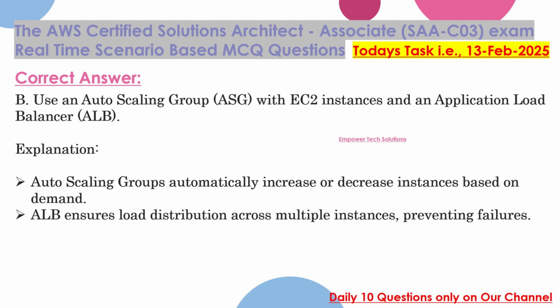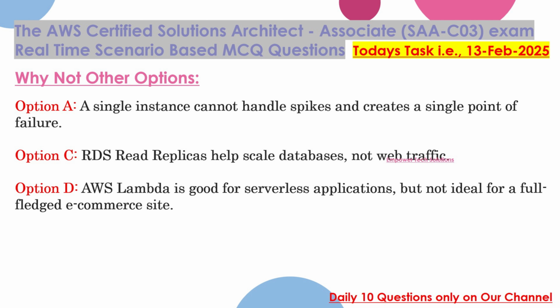Correct answer: B. Use an Auto Scaling group, ASG, with EC2 instances and an Application Load Balancer, ALB. Explanation: Auto Scaling groups automatically increase or decrease instances based on demand. ALB ensures load distribution across multiple instances, preventing failures. Why not other options? Option A. A single instance cannot handle spikes and creates a single point of failure. Option C. RDS read replicas help scale databases, not web traffic. Option D. AWS Lambda is good for serverless applications, but not ideal for a full-fledged e-commerce site.